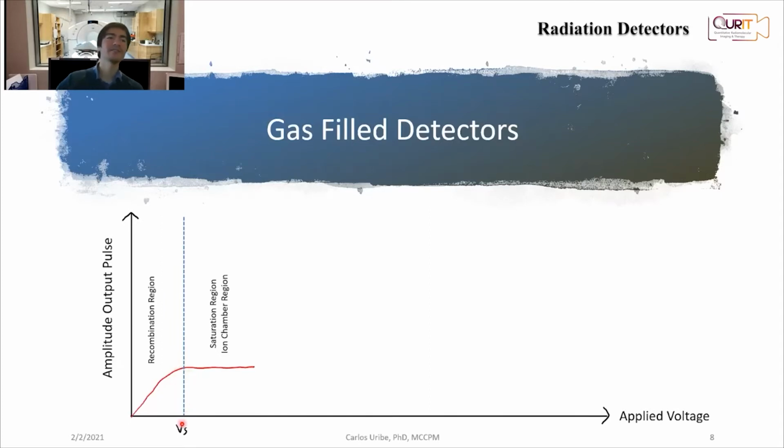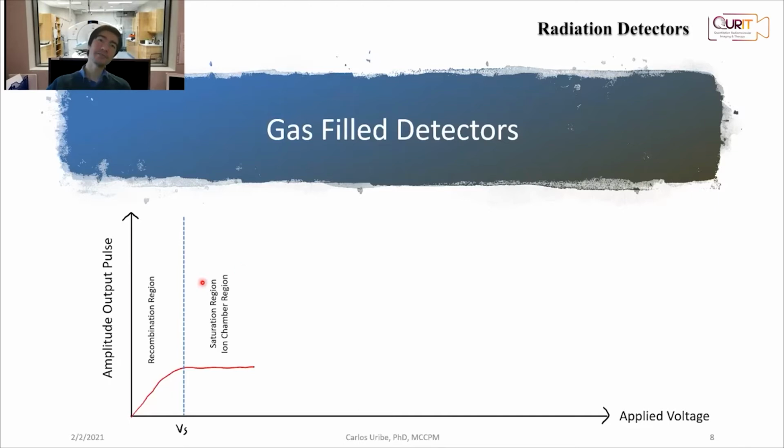Then we get to a voltage that we call the saturation voltage. And this brings us to what we call the saturation region. So what this means is, although we keep increasing the voltage, we don't really see a difference in the collection of the charge or in the collection of that pulse that we're able to measure. And the reason for this is that all the charges created inside the gas by that ionizing radiation are being collected. So we're basically collecting all the charges. No matter if you apply a little bit more voltage, you're still collecting all the charges that are generated. So that's why that output is not increased.